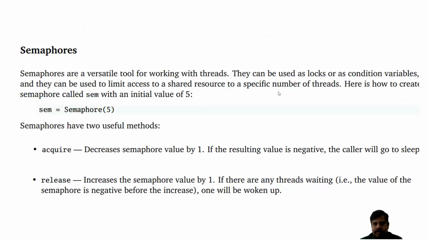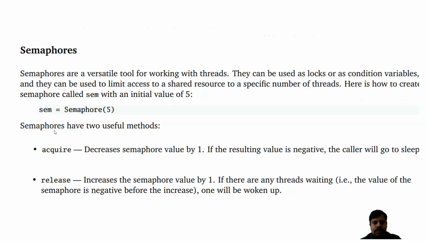In this case, the semaphores will help. The semaphores will be used to limit access to a shared resource to a specific number of threads. For example, if we define sem = Semaphore(5), then it will allow only 5 threads. It can allow the CPU to share the resource with only 5.